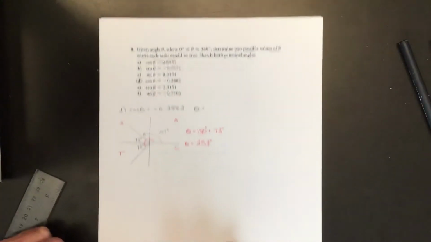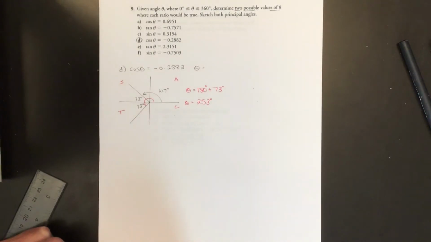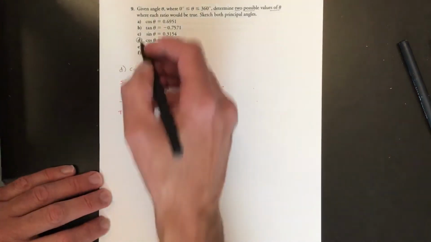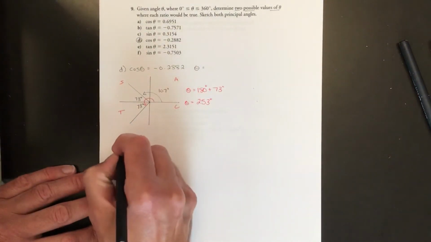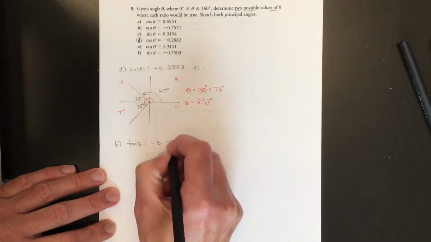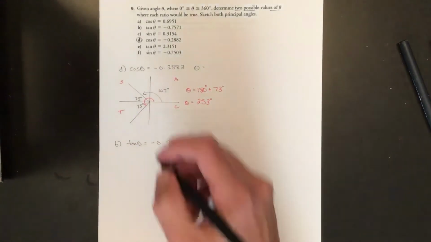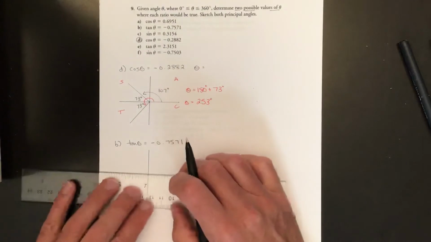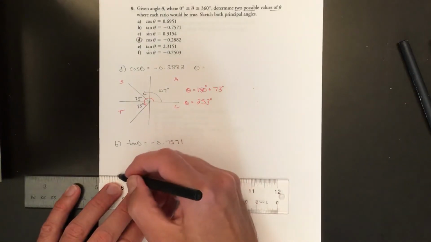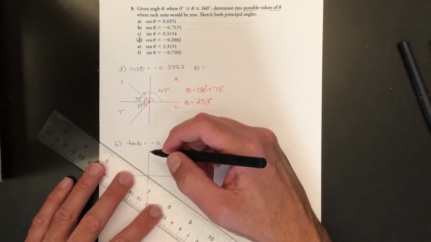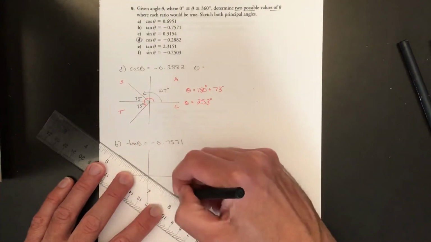Let's do B. I'm going to go backwards here. And we'll look at tan as negative 0.7571. So again, we draw our 4 quadrants, and we draw our terminal arms in the 2 quadrants where tan is negative. C-A-S-T. Tan is negative in those 2.